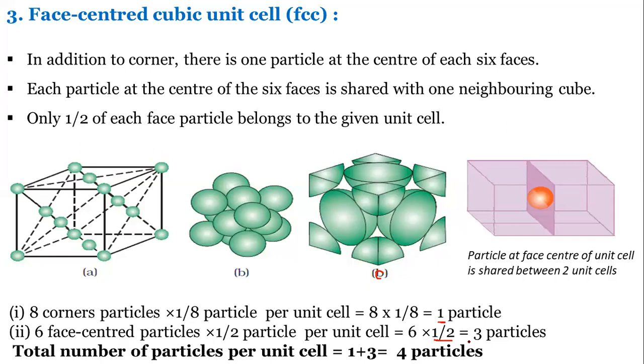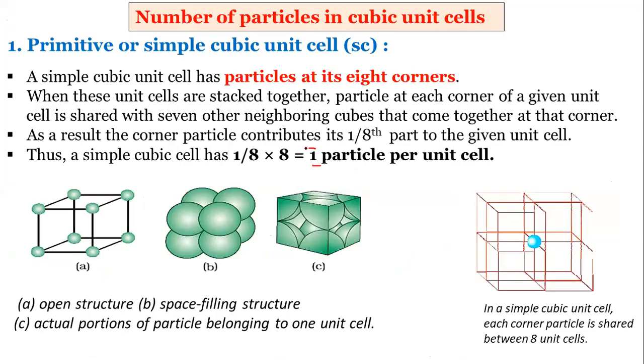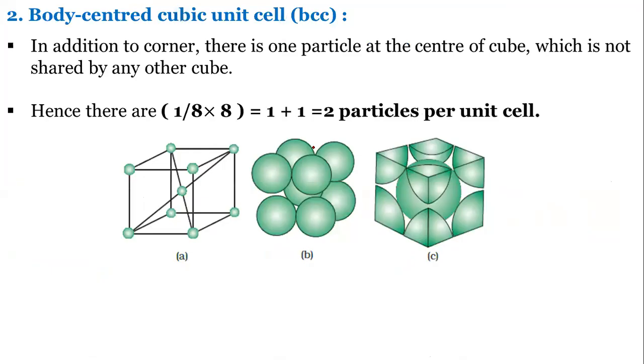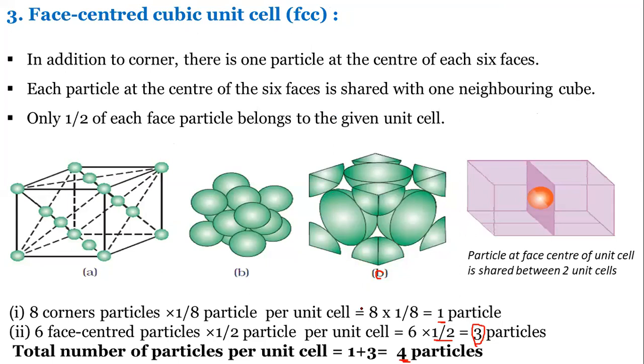So 6 into 1/2, it becomes 3 particles. So this 3 plus 1 total is equal to 4 particles. So the number of particles in simple cubic unit cell, there is only one particle. Then in case of body centered unit cell, there are 2 particles. And in case of face centered unit cell, there are 4 particles.